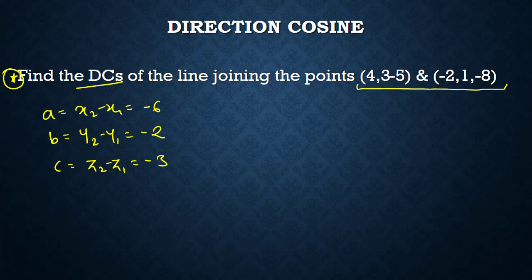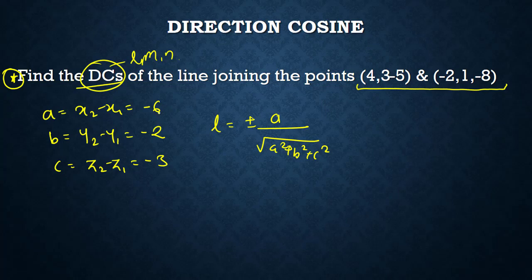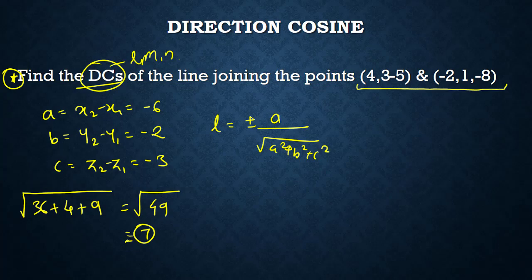If a, b, c are known, can you find out the l, m, n? They are asking l, m, n, the direction cosines. Okay, yes, we can find them. l is equal to plus or minus a upon root of a square plus b square plus c square. First of all, find out the magnitude. a square is 36 plus b square is 4 plus c square is 9, which is 36 plus 4, 40, plus 9, 49, which is nothing but 7. Okay, so you can take plus or minus 7.